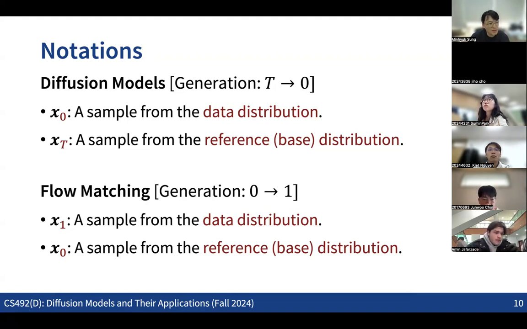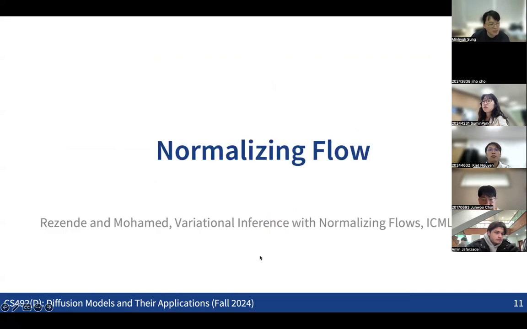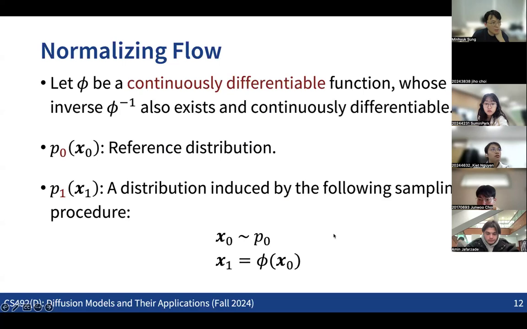So we are going to start with the normalizing flow. Let's go through the very basic idea of the normalizing flow. Here we are going to find a direct mapping between the reference distribution and the data distribution. Let's say this pi indicates that mapping function from the base distribution to the data distribution, which is a continuously differentiable function. Its inverse function also exists, and that inverse function is also continuously differentiable. Let's think about having such a function, and we will see how we can find it.